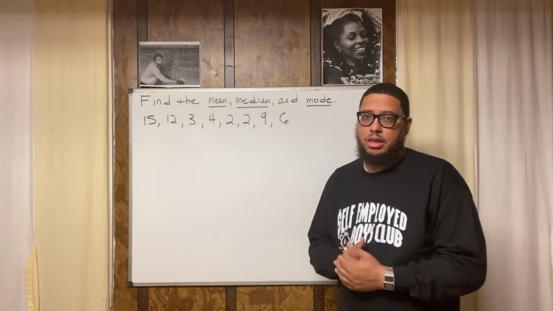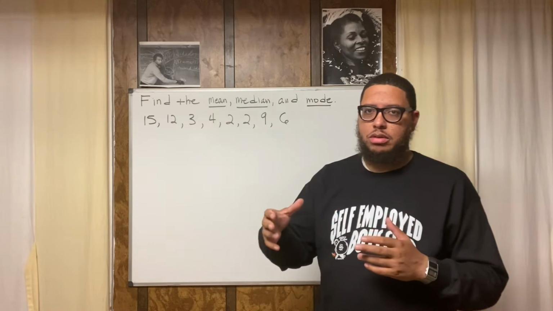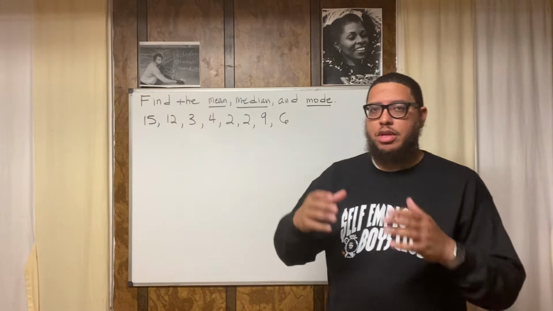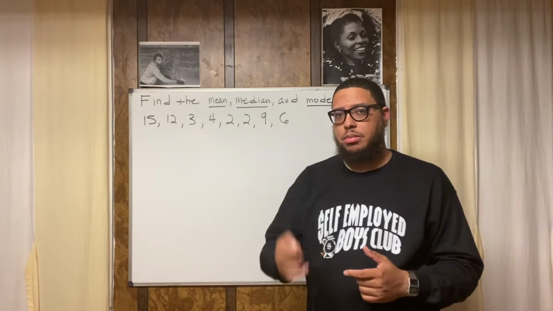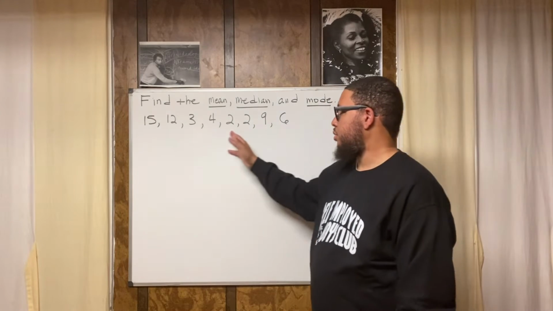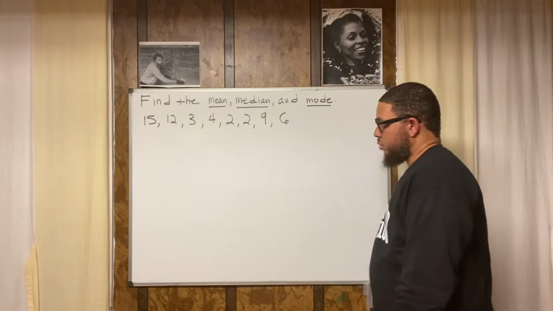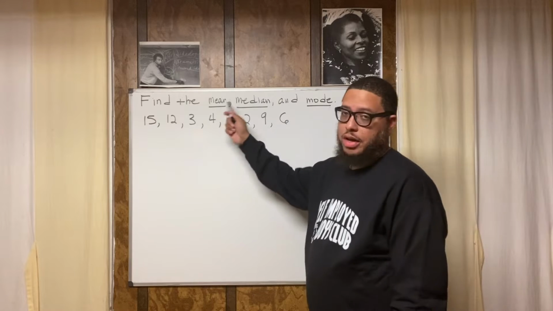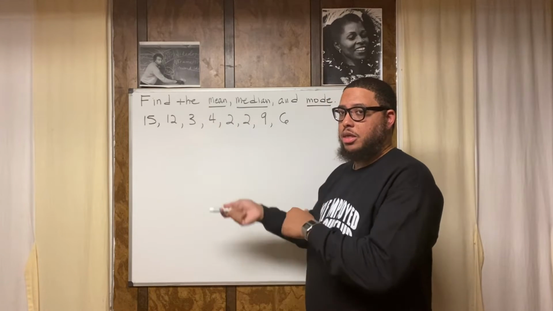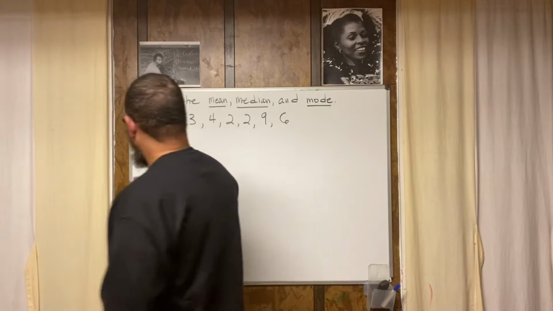But to find the mean of any set of data, you basically add up all the numbers and then divide by the number of numbers. So you're going to find the sum of all of these numbers, and then divide by the number of numbers. This is what it looks like for the mean. We're going to find the mean first, then the median, and then we're going to identify the mode. So the mean looks like this.